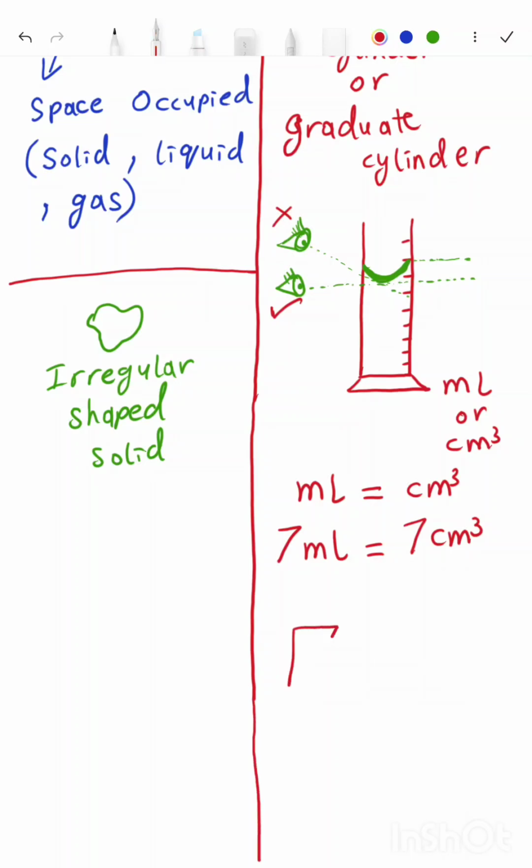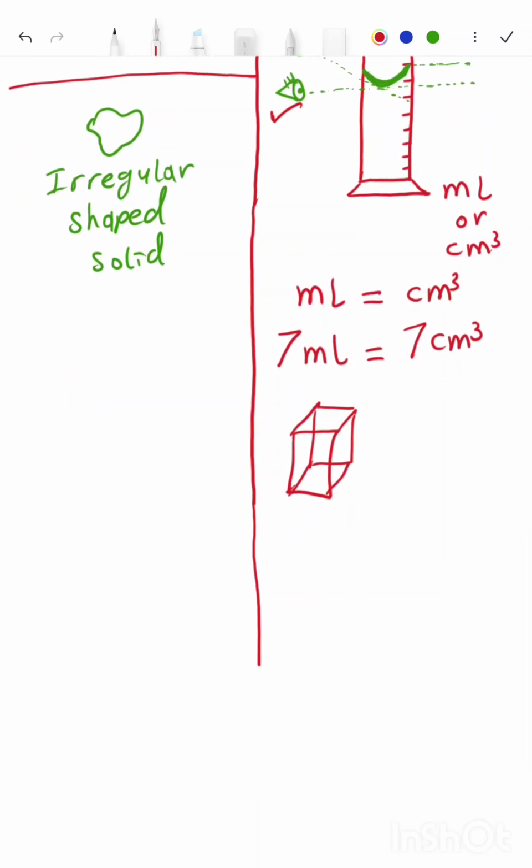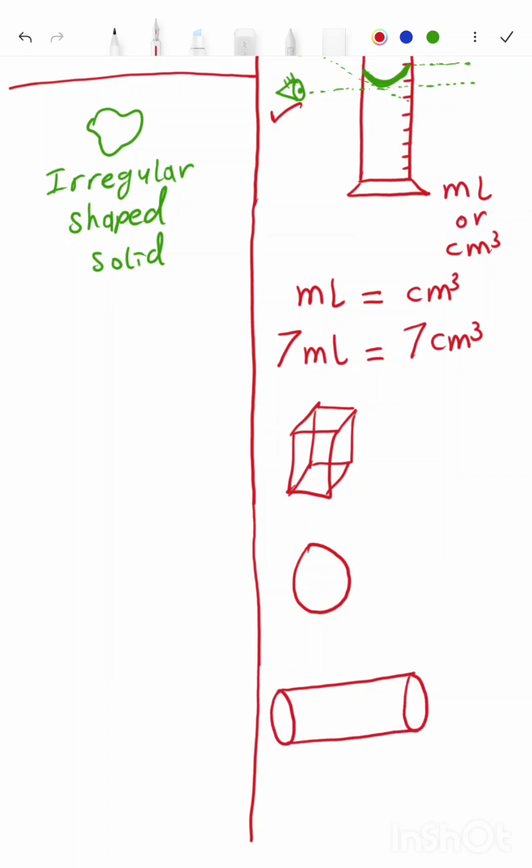For example, if I have a cube like this, this cube is a regular shaped object. Similarly, if I have a sphere, this sphere is a regular shape. Or I have a cylindrical shape object which looks like this. This is also a regular shape. For regular shape objects, we can just use a formula, because each shape has a different formula for measuring the volume. So we can calculate the volume of that regular shape object by using the formula.